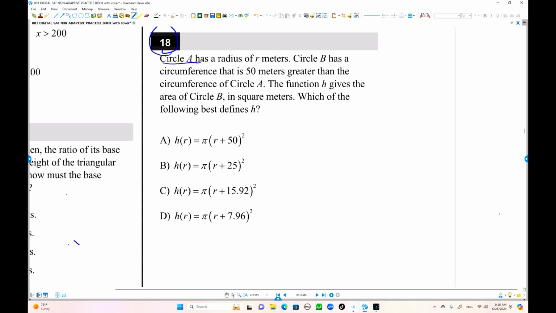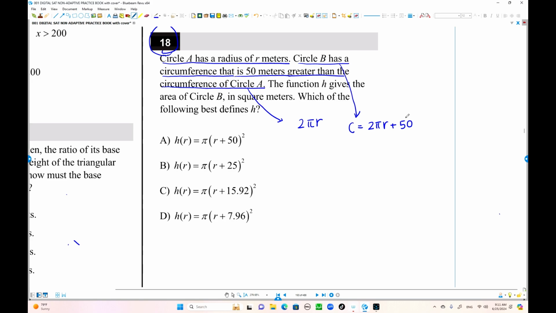Circle A has radius r and circle B has radius not r, right? Circle B has a circumference that is 50 meters greater than the circumference of circle A. What is the circumference of circle A? 2 pi r, right? So circle B's circumference equals 50 more than this number. So 2 pi r plus 50.